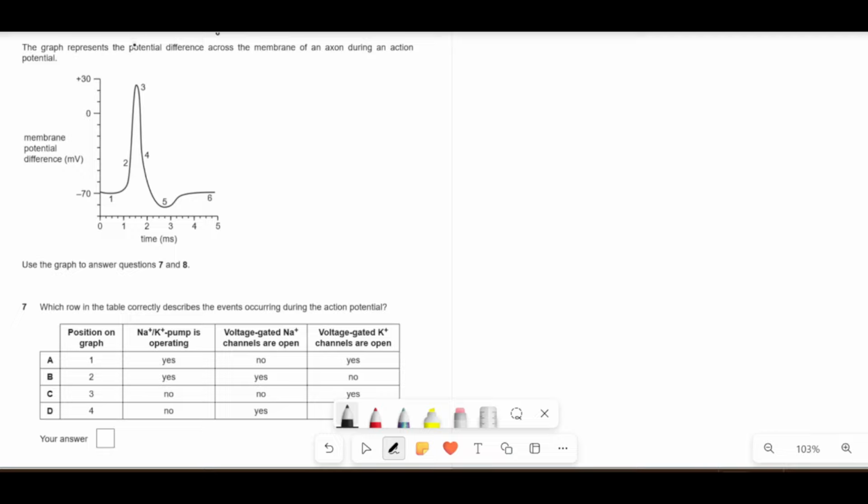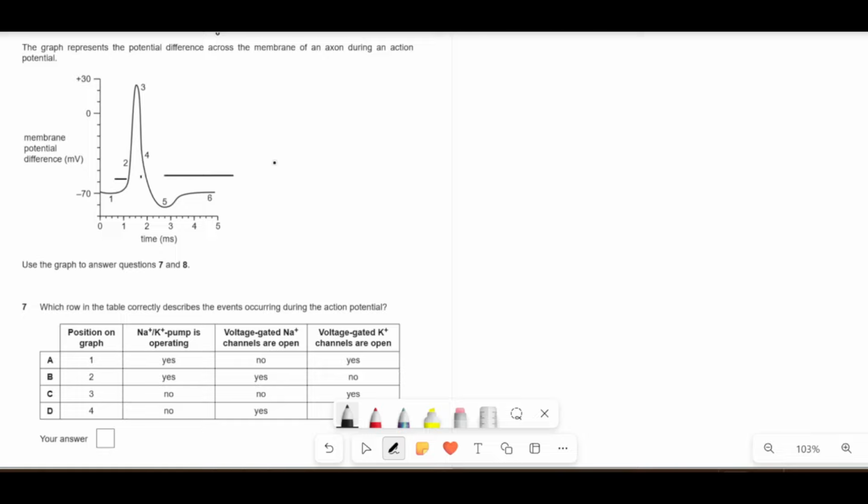pressure. So the graph represents the potential difference across the membrane of an axon during an action potential. Which position correctly describes the events in action potential? So whenever you've got nerve impulses, just as a quick crash course, sodium ions enter, right? So you've got sodium ions entering here. That could be because of your generator potential.